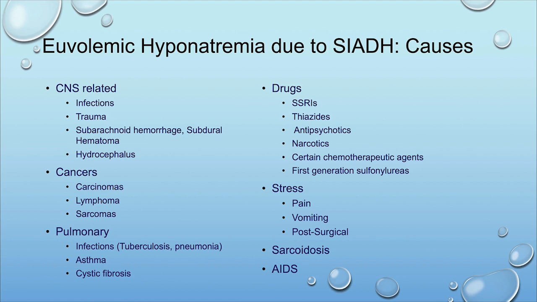One of the largest categories is drugs, with the SSRIs and thiazides being the leading causes of SIADH in this category. But it can also be seen with antipsychotics, narcotics, certain chemo agents, and in first-generation sulfonylureas. Stress, such as which occurs with pain or vomiting, can cause ADH release, and we often see this in the post-surgical environment. Sarcoid and AIDS has also been associated with SIADH.